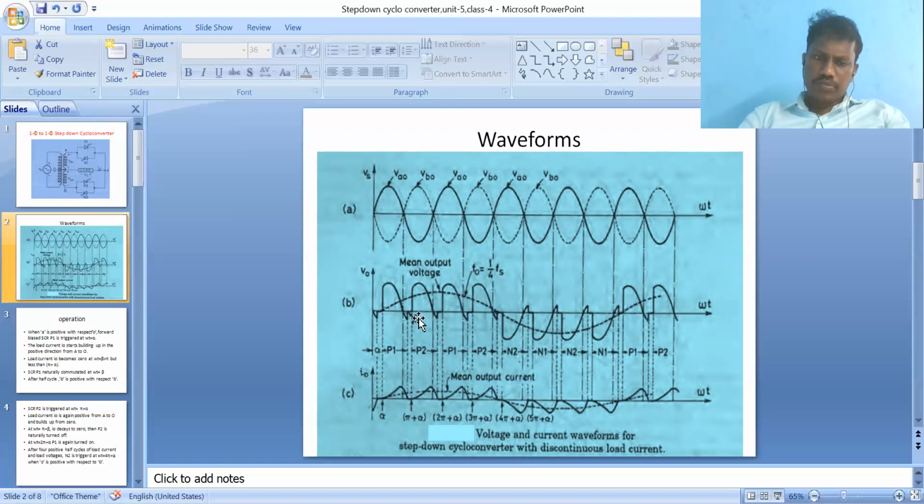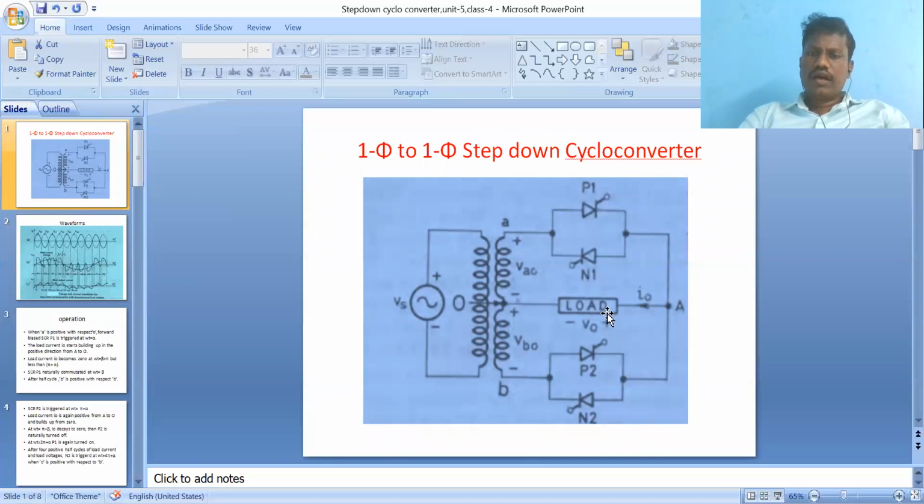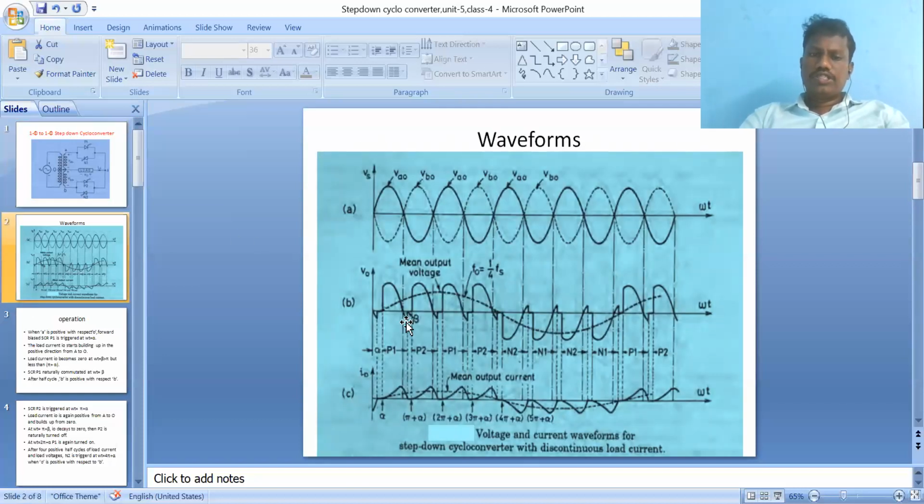We are getting negative spikes depending upon the load, where the load is considered as an RL load. Due to the presence of the inductive load, at the end of the positive portion the inductor's stored energy is transferred through P1. So P1 stays in conduction mode before the firing pulses are applied to the P2 thyristor also. That's why we are getting negative spikes. Clear? So the reason for the negative spikes is the presence of inductance.